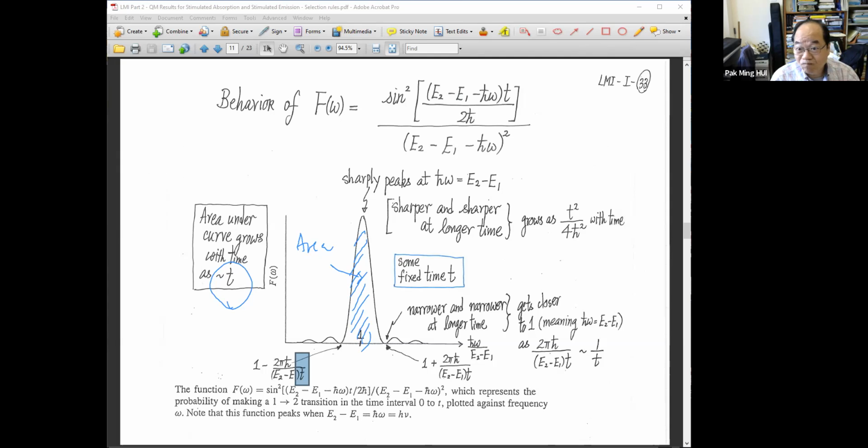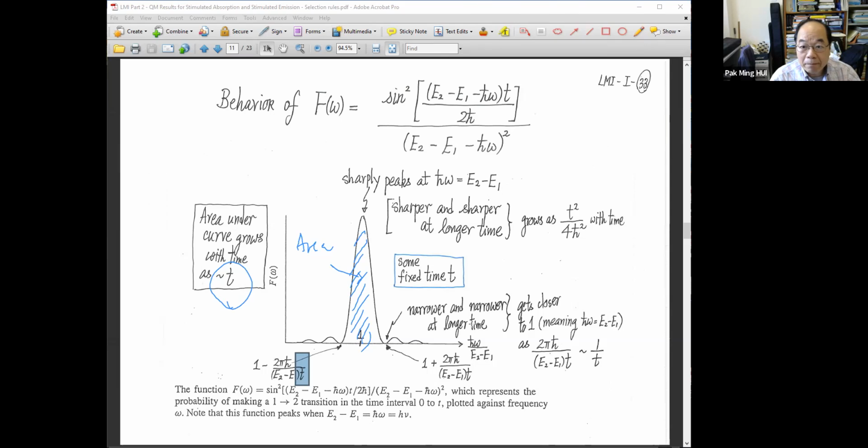Okay. Any questions? Okay. So now, is this the peak that will become sharper and sharper? That's exactly true. One student asked, will the peak become sharper and sharper as time is longer? The answer is a big yes.